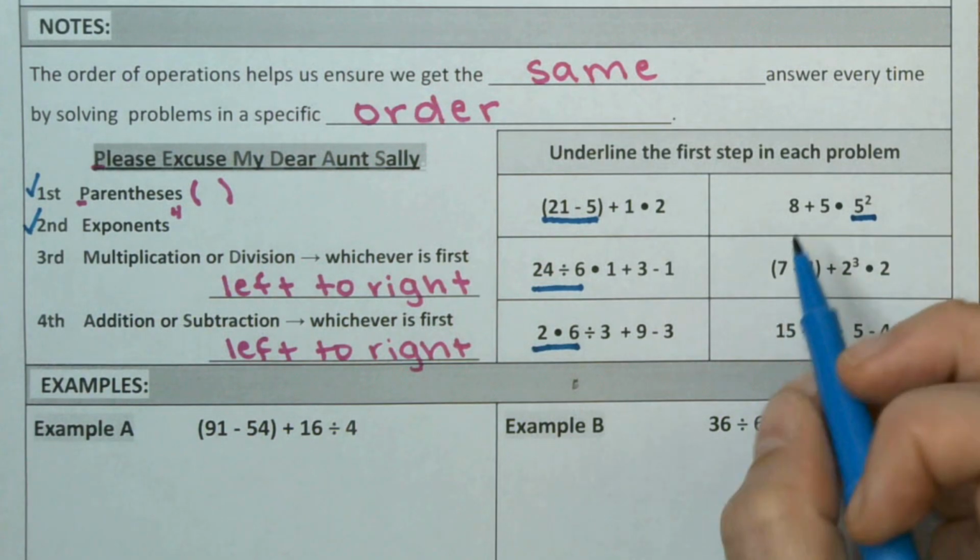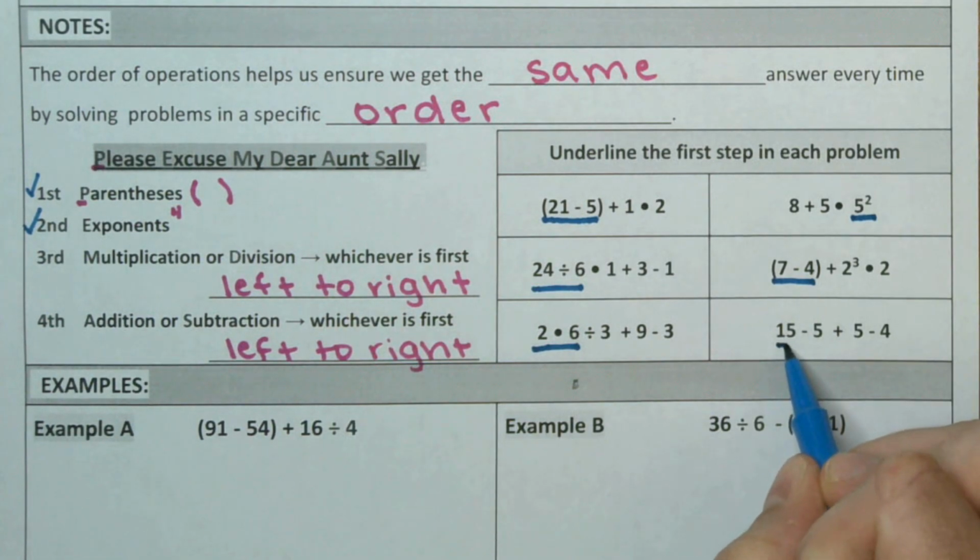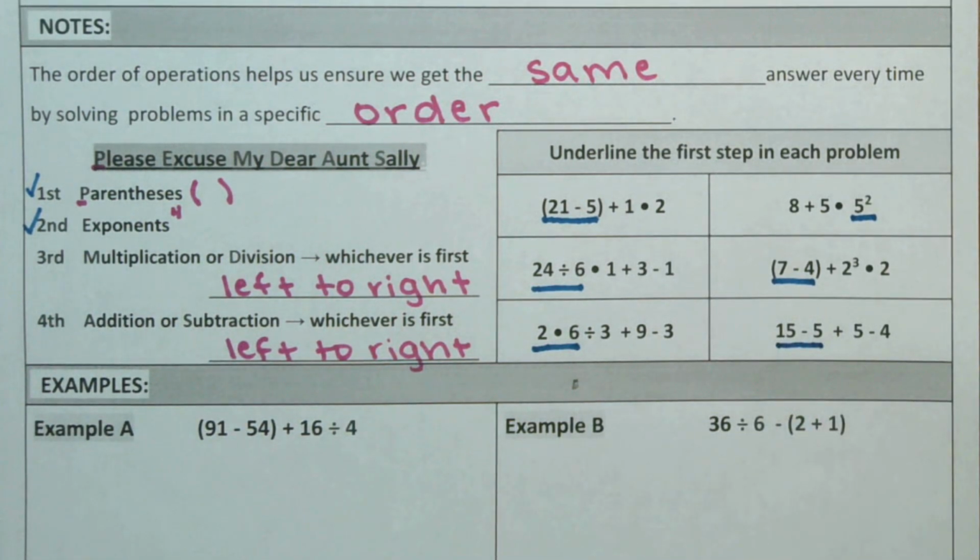In this next example, parentheses are our most powerful operation. And then in this third example, all we have here is addition and subtraction. They are tied in terms of their powerfulness, so we have to do whichever is first. 15 minus 5 plus 5. I said minus first, so that is our most powerful operation.